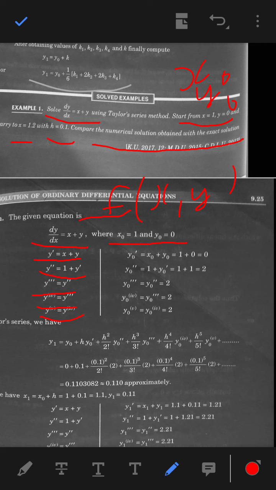Now we are to find the values of these particular derivatives at our initial point, and our initial point is x0 = 1 and y0 = 0. So we replace the value of x by x0 and the value of y by y0 in these expressions, and we find that y0' comes out to be 0, y0'' is 2, y0''' is 2, the fourth derivative is 2, and the fifth derivative is also 2. So we have found these values.